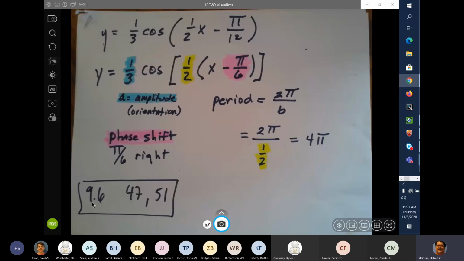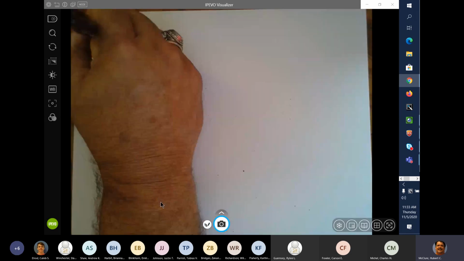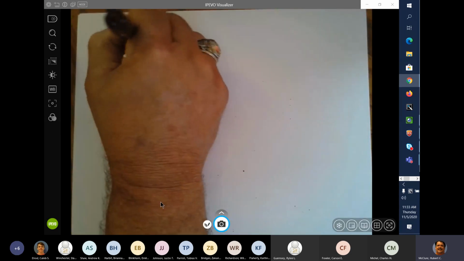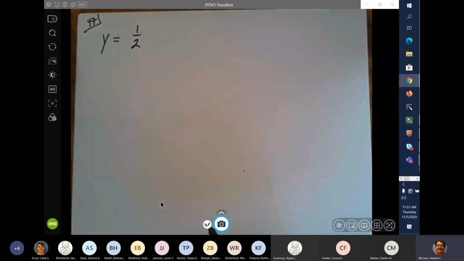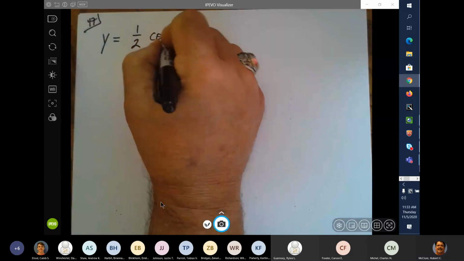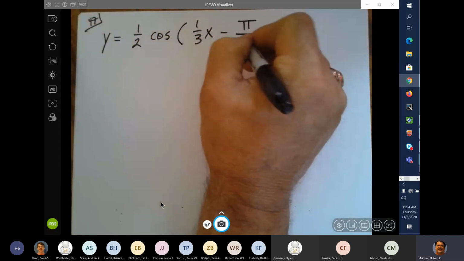And this is like number 9.6, 47, and 51. So 47, I'll write down 47 for you. These are some of the most sent questions, so I'm just kind of going over them because there were 2 or 3 questions on each of these, so I just made it into one. So the given function is y is equal to 1/2 cosine of 1/3 x minus pi over 12.